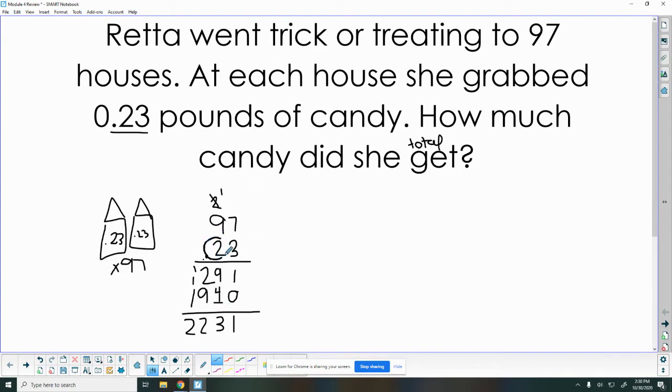So I need to remember that she has 1, 2 decimal places, 1, 2. So she has 22.31 pounds of candy. So that sounds like a more reasonable, but still very large amount of candy.